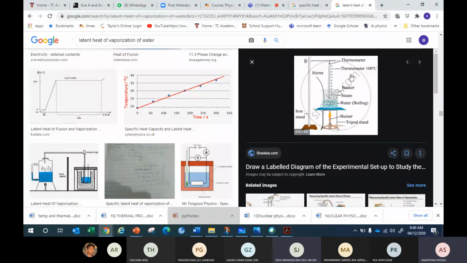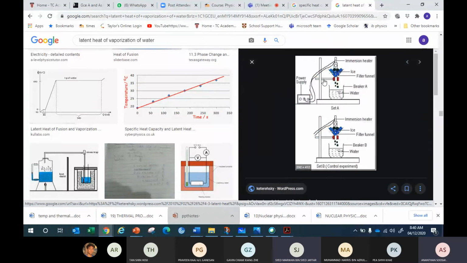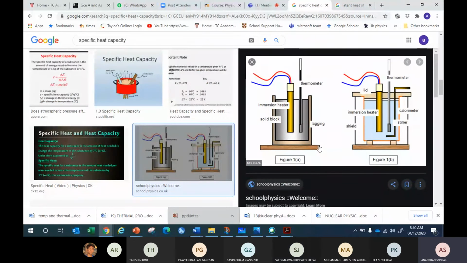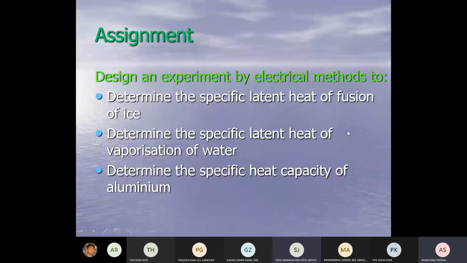So remember this setup. This is the setup for the latent heat of vaporization. This is our latent heat of fusion, with the same amount of ice to be used. And of course, this is your specific heat capacity for solid and liquid. So that's about this part.